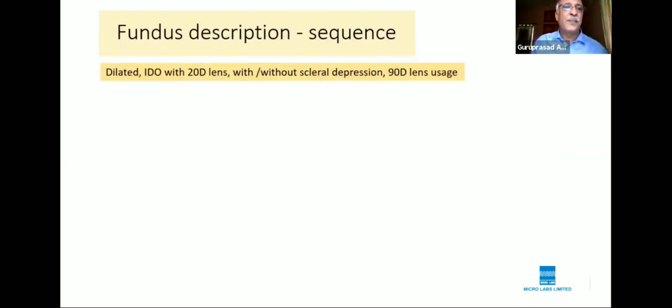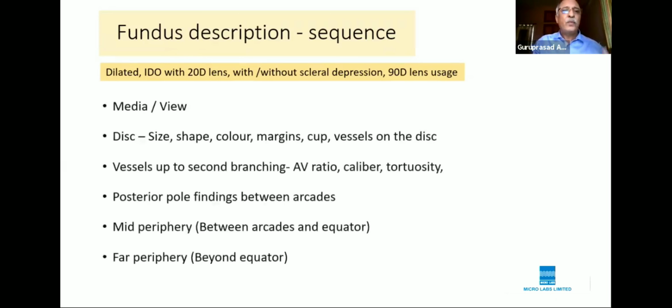Fundus description sequence, Dr. Sandhya has already told, so I'll not repeat. But one thing that you have to tell is that you have seen the patient with the dilated pupil with the IDO 20D lens, whether you used scleral depression or not, and whether you used a 90D lens or not, you have to tell that also.